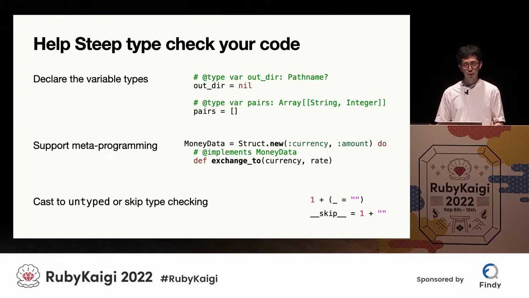And we sometimes need to write some inline type annotations to help Steep understand your code. We sometimes need to declare the type of some variables, or we need some inline annotations to support metaprogramming, or casting or skipping the type checking is the last way.